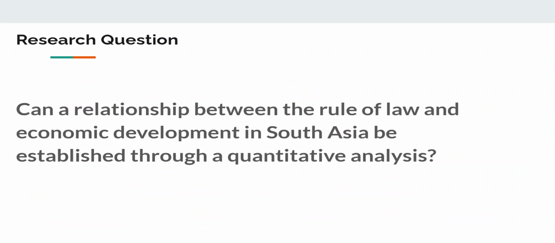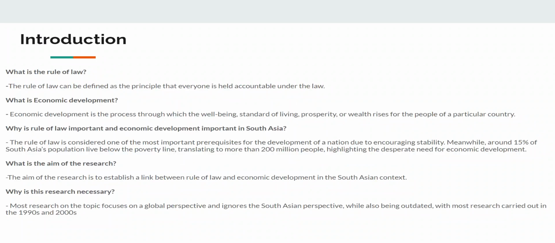Now, in the research question, why was South Asia chosen? South Asia was chosen because it would retain specificity and relevance. If there was a research about the whole world or all of Asia, it would lose specificity and relevance. And a quantitative analysis was chosen because it is the most objective method to figure out the relationship between the rule of law and economic development.